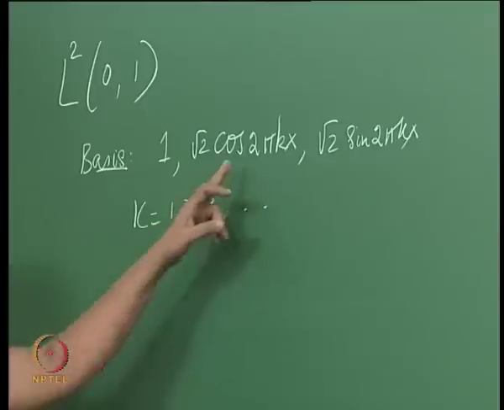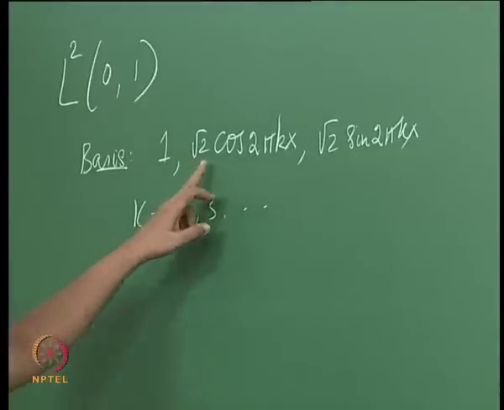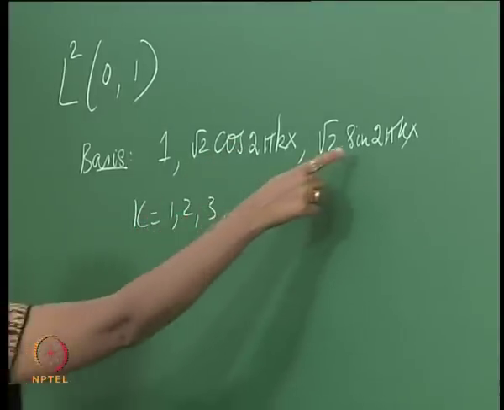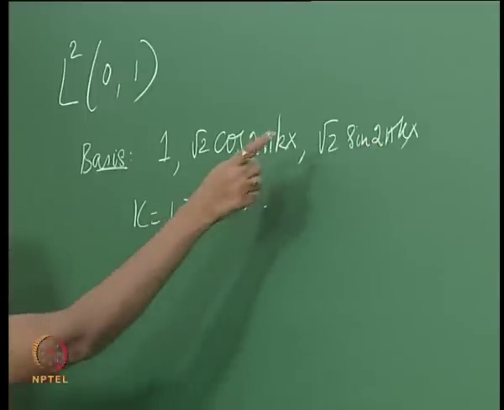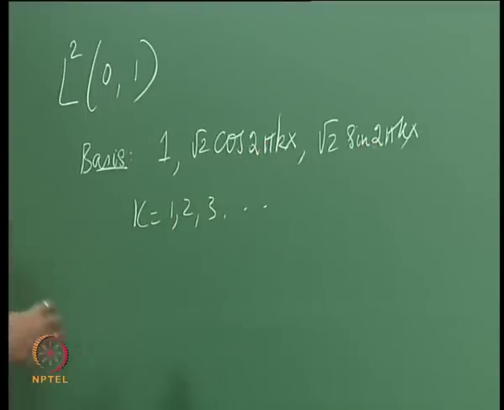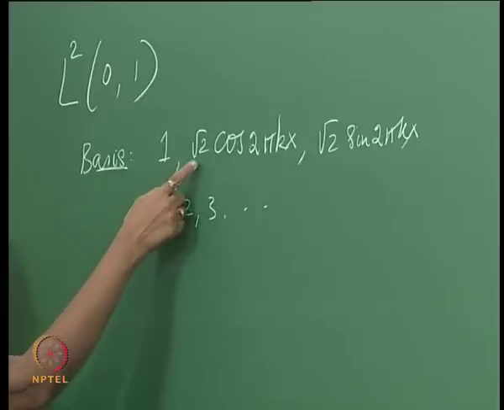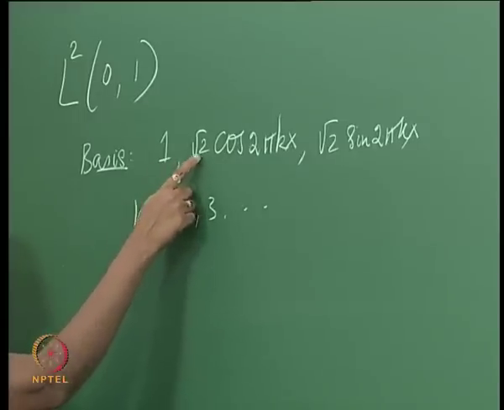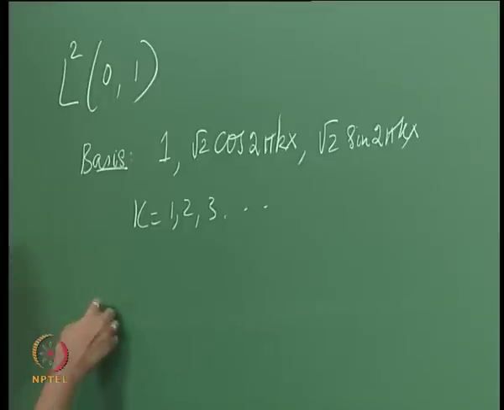So, I have a denumerable infinity of basis states, that is an infinity and that is another infinity, because k takes various values. This is an orthonormal basis. I have taken care to normalize these basis states to 1 by putting that root 2 there.